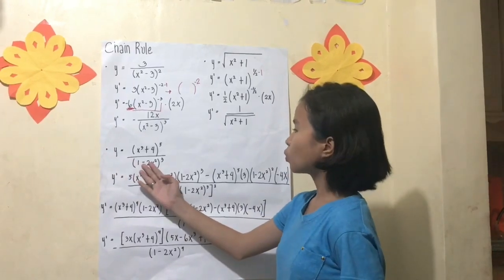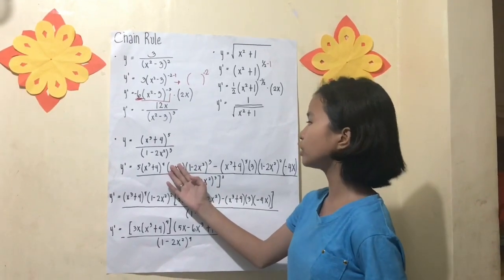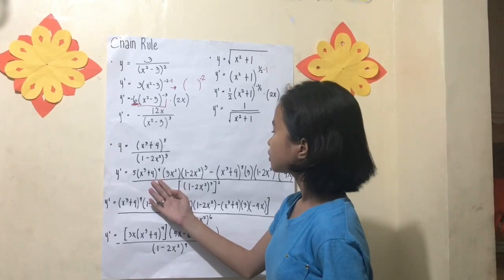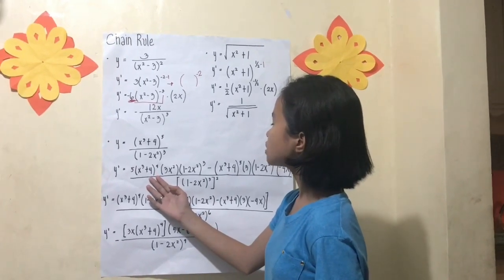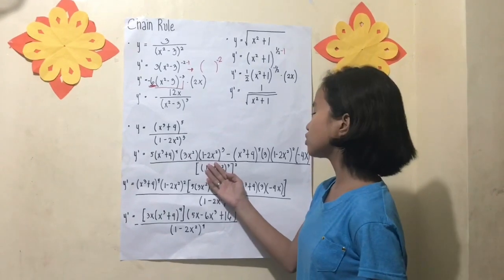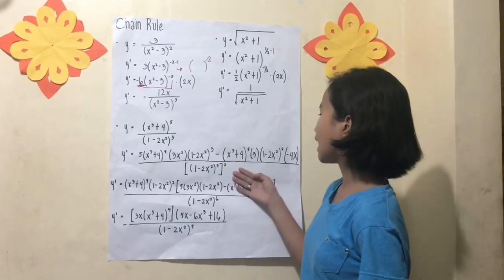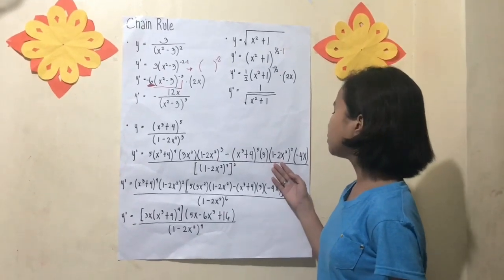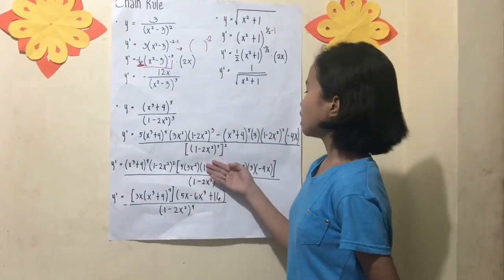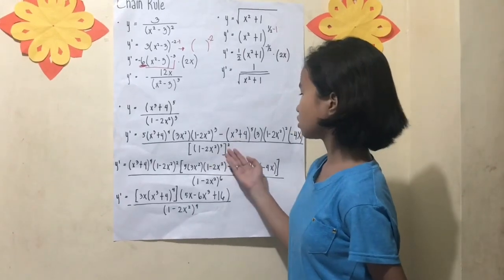Moving on, we have the last example for chain rule. Y is equal to the quantity of x cubed plus 4 raised to 5 over the quantity of 1 minus 2x squared raised to 3. So we have y prime is equal to 5 times the quantity of x cubed plus 4 raised to 4 times the quantity of 3x squared multiplied by the quantity of 1 minus 2x squared raised to 3, minus the quantity of x cubed plus 4 raised to 5 times 3 times the quantity of 1 minus 2x squared raised to 2 times the quantity of negative 4x, over the quantity of 1 minus 2x squared raised to 3, which is also raised to 2.